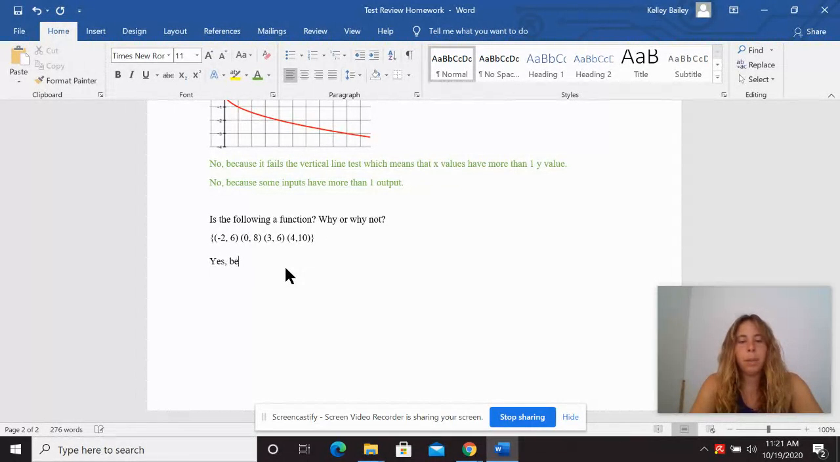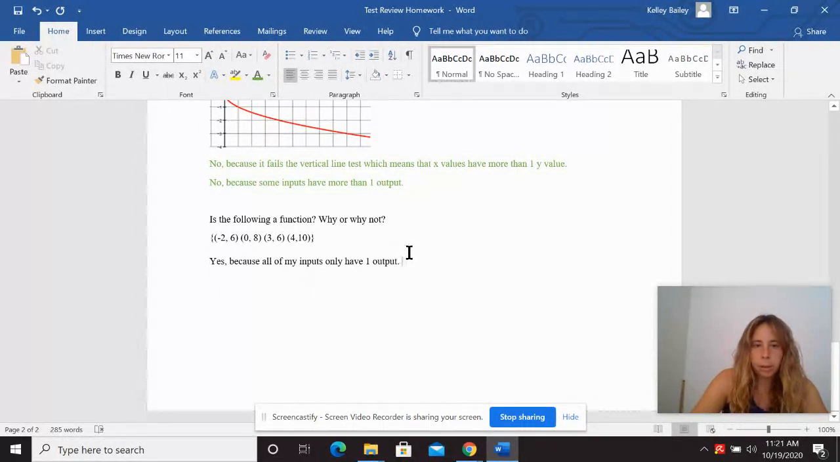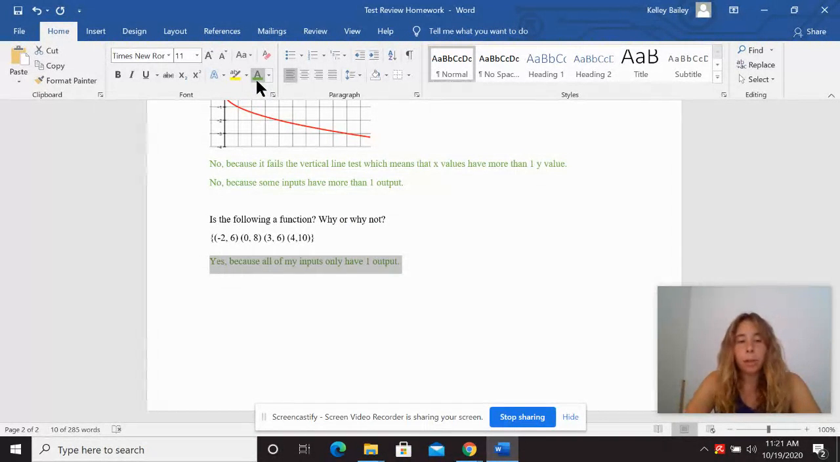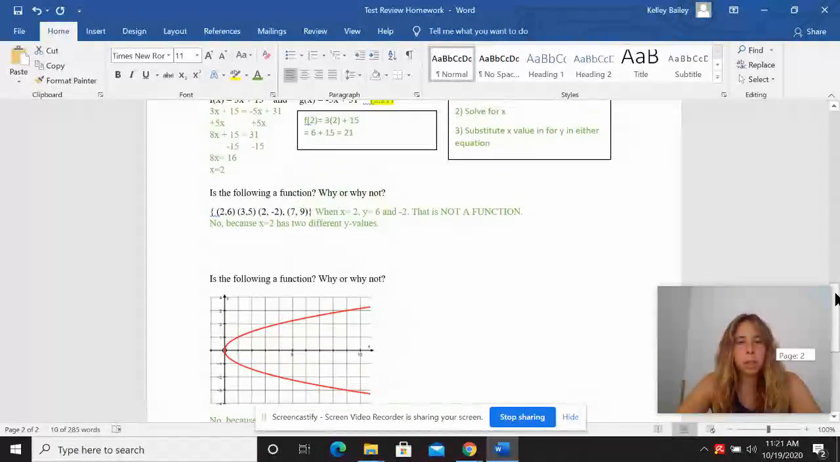Yes, because all of my inputs only have one output. Or yes, because all of my x's only have one y, or whatever, something like that. Whatever it means, you can say it in your own words. But make sure you give me an explanation.